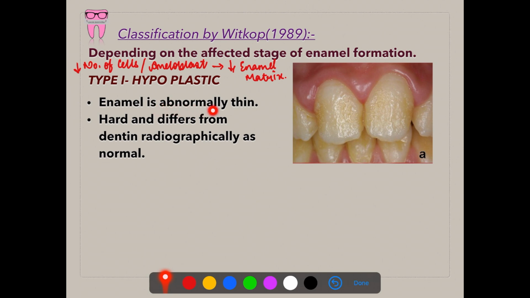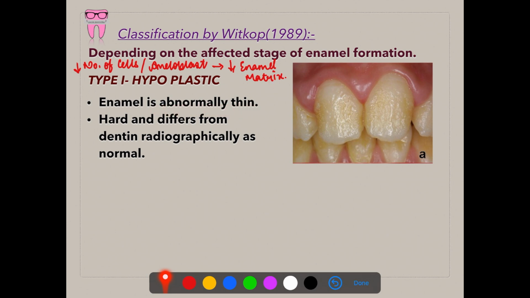Enamel is abnormally thin, of course, because since there is a decrease in the number of ameloblasts, there is a decrease in the enamel matrix. As we have already studied, in the second stage of amelogenesis, the secretory phase, when the ameloblasts lay down the enamel matrix, it is that stage which defines the thickness of the enamel. And if there are certain defects in the enamel matrix, then the thickness of the enamel is altered. So over here we can see that since there is a decrease in the number of ameloblasts and a decrease in enamel matrix, the resultant enamel is thin.